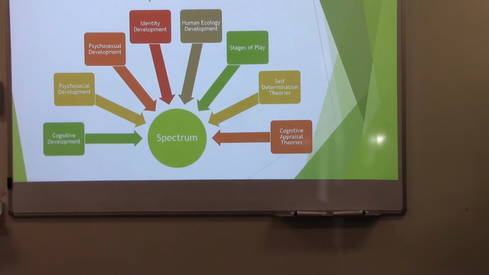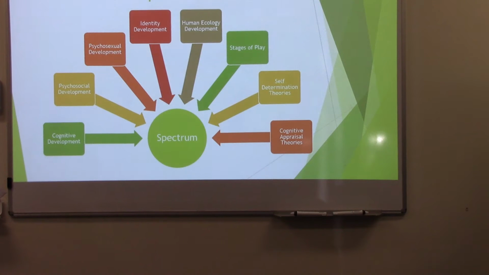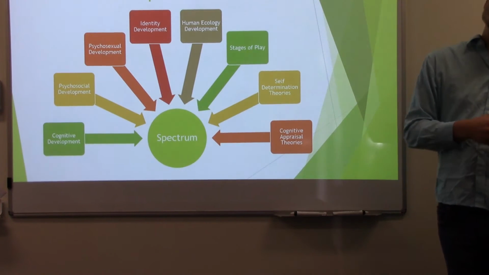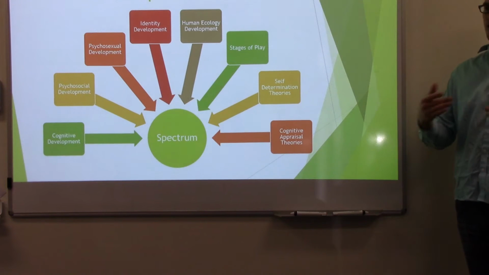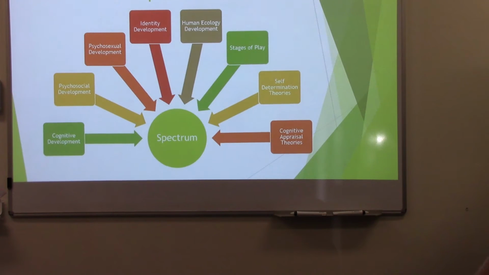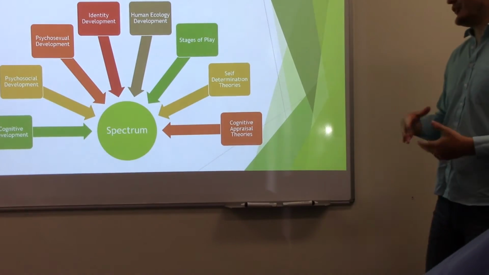We also look at identity development, human ecology development, so particularly Bronfenbrenner's theories on the human ecology and how it affects a person's identity. The stages of play, which is a research piece by a developmental psychologist. We also look at self-determination theories, not so much as a core part of the spectrum, but as an explanation of some of the motivations of social interaction with people. And then we also have cognitive appraisal theories in the mix as well.